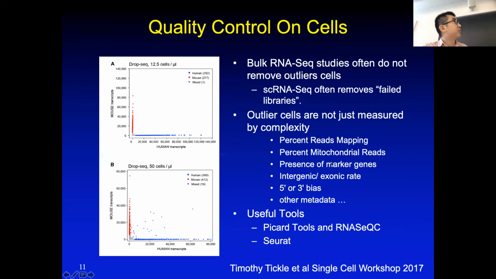And also you can perform some filtering based on other features like the mitochondrial rate, which is usually a sign that the cell is dead. You cannot capture the cytoplasmic RNAs, you can only capture the mitochondrial RNAs. And also you can filter cells based on the intergenic and exonic rate and also 5' or 3' bias, which means that when you analyze these data, you first need to filter those low quality cells out. Then we only focus on those cells with good quality for the downstream analysis.